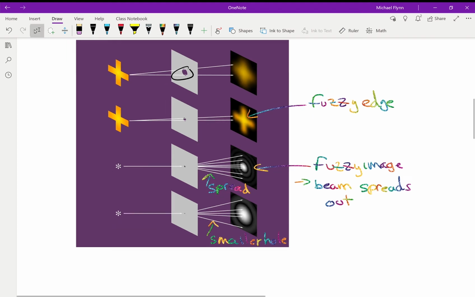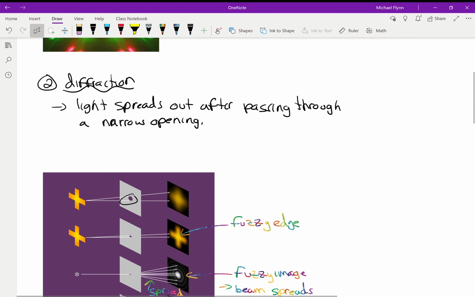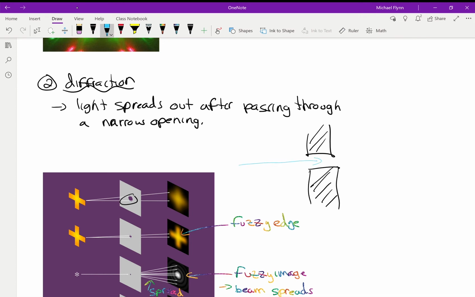Okay, so that's diffraction. Now, I can draw a picture for it. Usually I show students like this. Let's say this is a barrier of some kind, like a piece of paper with a small hole cut out in it. So here's the hole, and let's say you have a beam of light. I'll make it blue. This beam of light comes through here like this, and what happens on the other side is it spreads out. This phenomenon is called diffraction.